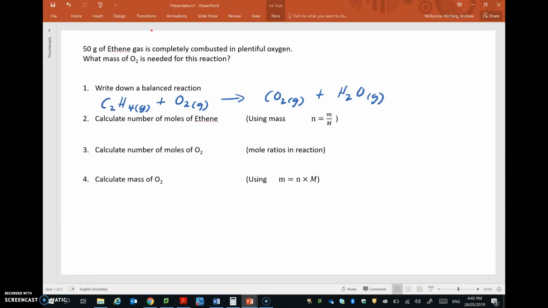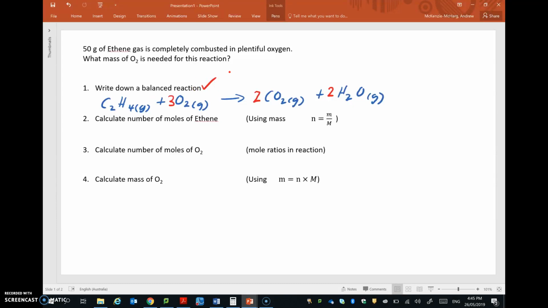Righto, so you may be getting a feel for these ones by now. The idea is to balance the carbon, then the hydrogen, then finally the oxygen. So the carbon, 2 this side, 1 this side, so we'll put a 2 there. The hydrogen, 4 this side, 2 this side, so we'll put a 2 there. So that means for the oxygen, on the right hand side, we've got 2 by 2 is 4, 2 by 1 is 1, makes 6. So if we put a 3 here, we've got 6 on both sides, and we're all balanced. Okay, so we've got a balanced reaction.